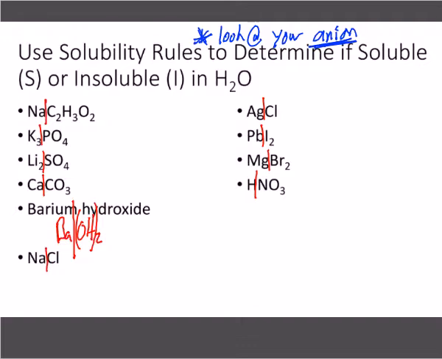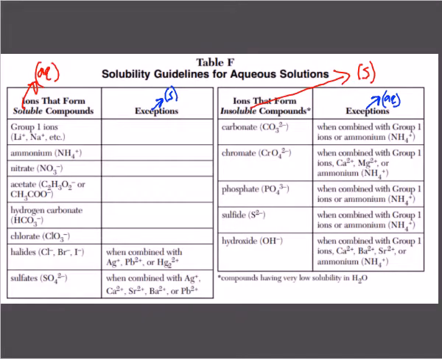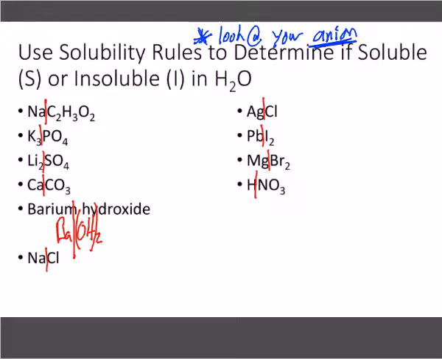So let's start with the first one. What's the name of this compound? Sodium acetate. So go back to your rules. Look for acetate. Where do you see acetate? Is it under the soluble or the insoluble? Yeah, right here, guys. Here's acetate. So all acetate compounds are soluble except, are there any exceptions? No, so anytime you see acetate, it's going to be soluble. So you could put an S next to that. We're just identifying if they're soluble or insoluble.